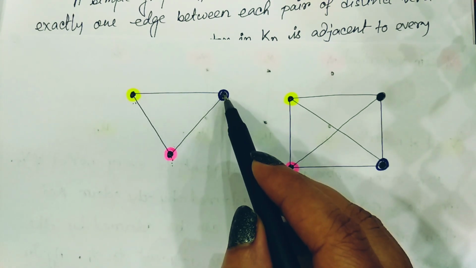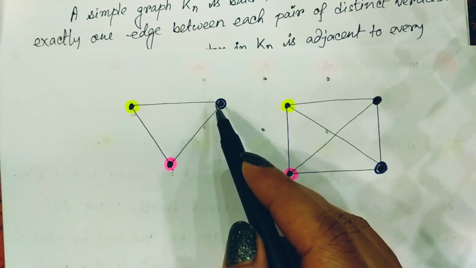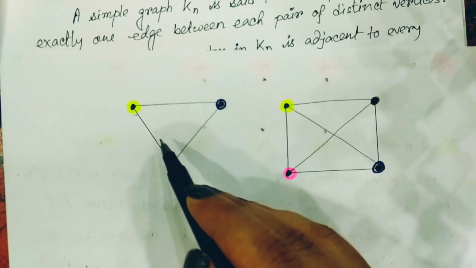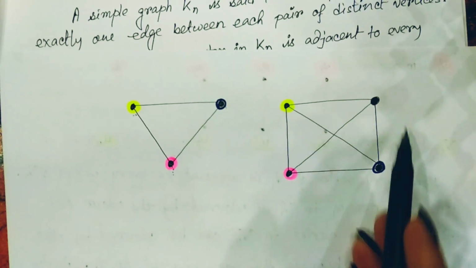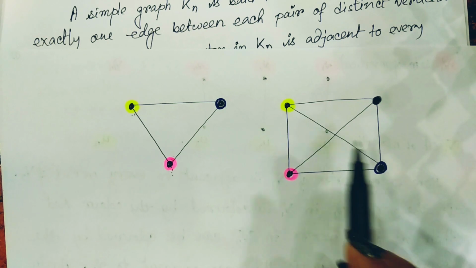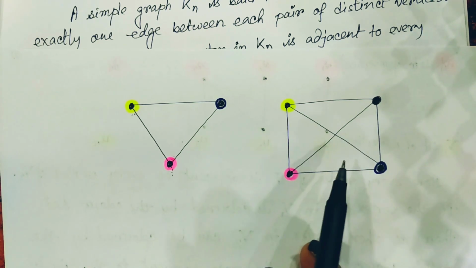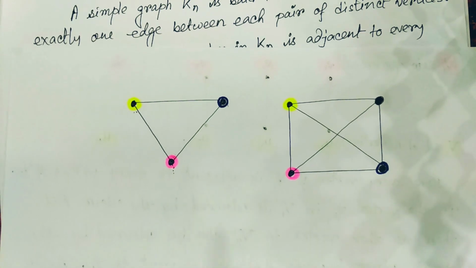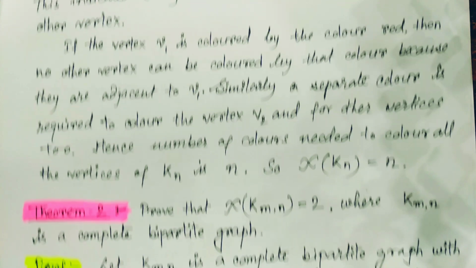Here in the complete graph, all the vertices are adjacent to each other. Hence, the colors for all the vertices should be different in the complete graph. Similarly, if a complete graph with 4 vertices is here, then we require a total of 4 different colors. So, for a complete graph with n vertices, we require n different colors to color it completely.